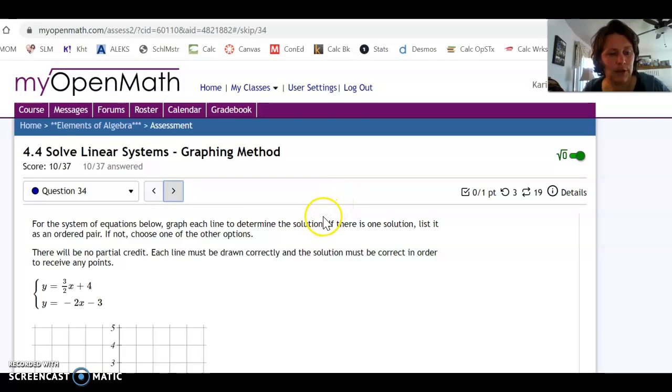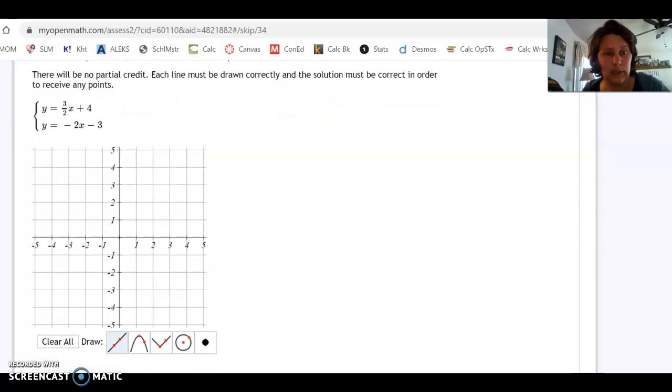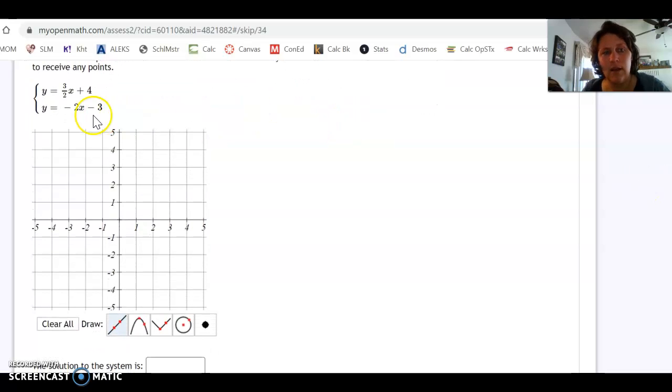Okay, 34 is back to another equation, so let's practice. These look like they're really good equations. They're all going to fit on there. They are both in point-slope form. So we have our starting point and our slope. So I'm going to put a point at my starting point. The first equation is 4. And then I have slope of 3 over 2.